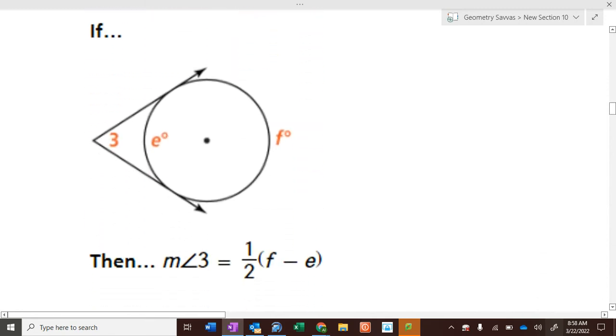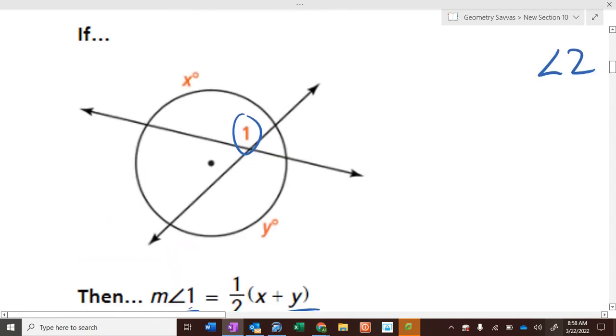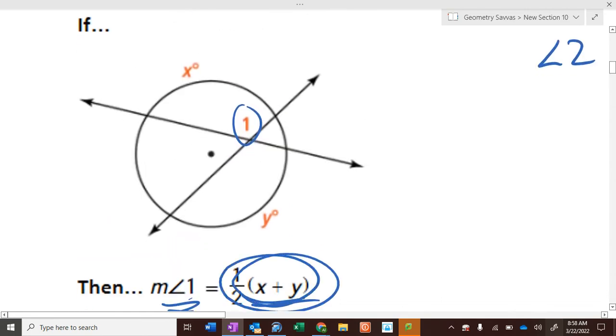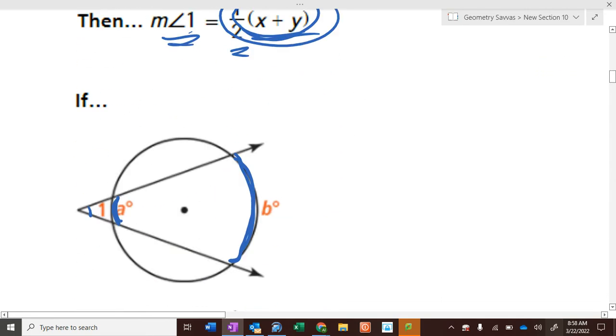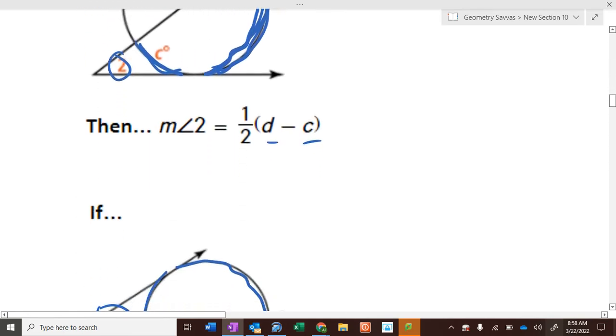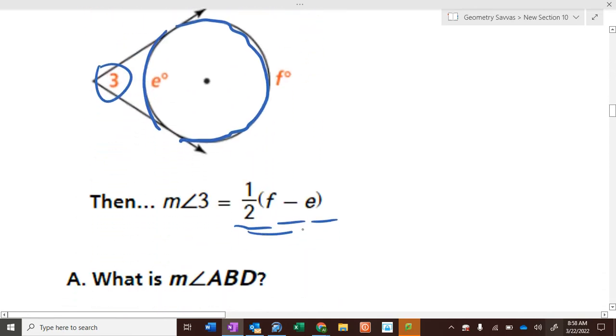If you have two tangents that cut it off, the angle equals 1/2 of the big arc that gets cut off minus the little arc that gets cut off. So 1/2 of big minus little. So if the angle's on the inside, we add up the two arcs that get cut off. If the angle's on the outside, we subtract the two arcs that get cut off.